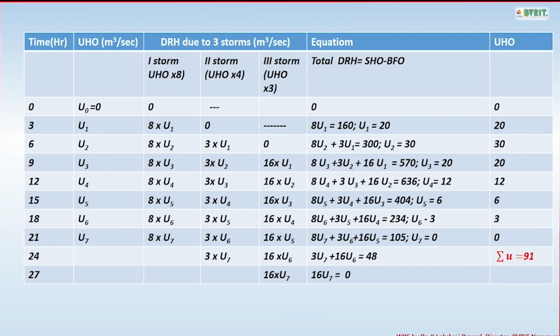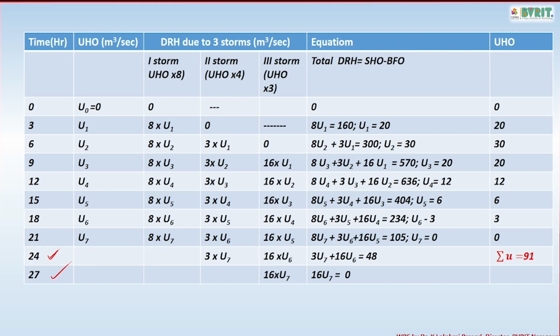I have assumed it the same way. Now why have I taken up to U7? You know the first one is as it is, the second one will go 3 hours, the third one again 3 hours. So naturally the first one has gone up to this, the second one up to this, the third one up to this. That's why I have taken up to U7 only. While observing the problem, I observe how many unit hydrograph ordinates I have to take. That is the most important.